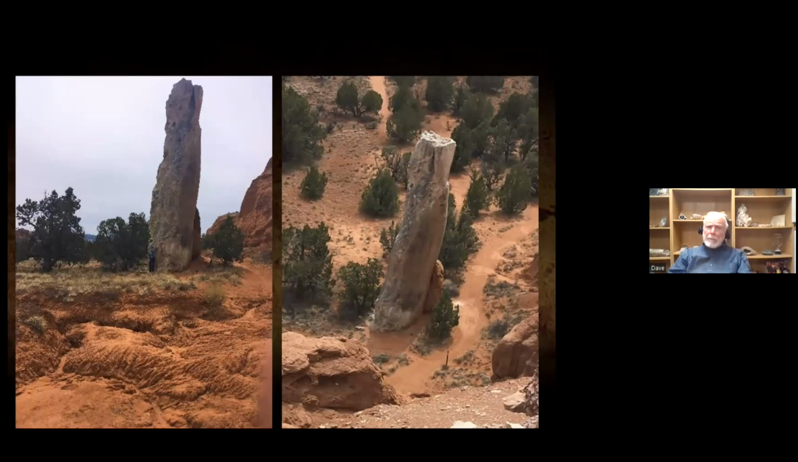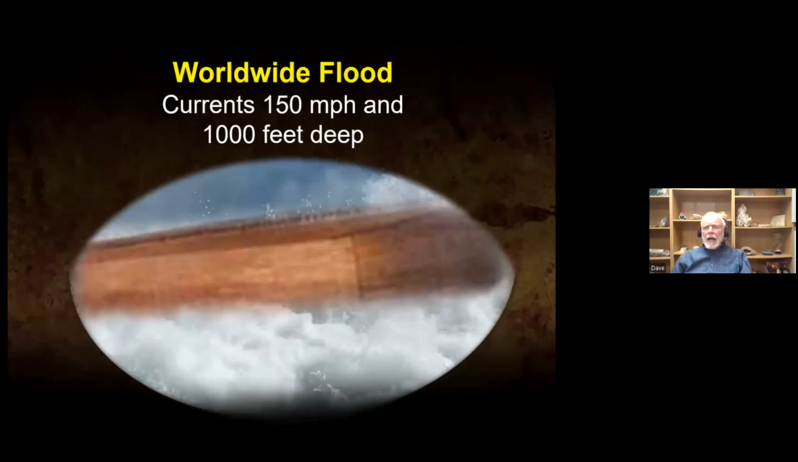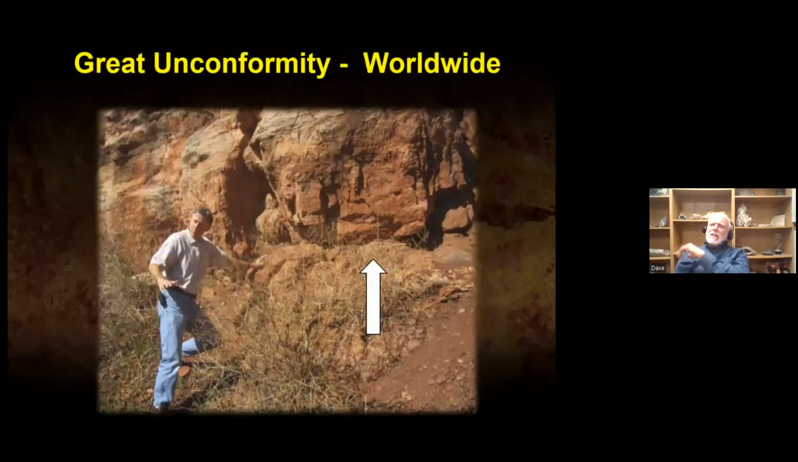And not only do you have a couple of these, you have 165 of these features in Kodachrome Basin in Utah. All right, that to me indicates catastrophic geologic activity during the time of the flood. And think about it. You could have currents 150 miles per hour, 1,000 feet deep. Any mountain that was in its way is going to be washed to powder and then redistributed with those kinds of worldwide currents. And so we see it. And so you might ask where they planed off the mountain. Well, we do.